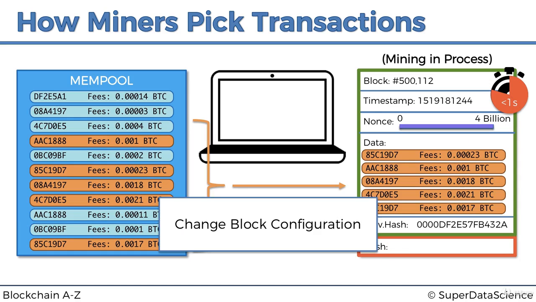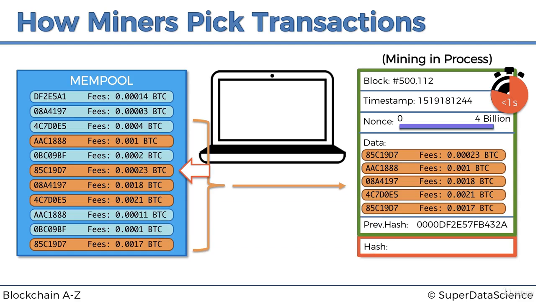So what happens now? Same thing, change block configuration. All right, let's identify the transaction with the lowest fees. It's this one, which we just included. Throw it away, and find the one with the next highest fees. Okay, this one. All right, good, put it into the block. Wonderful.